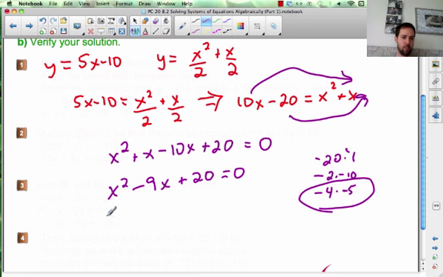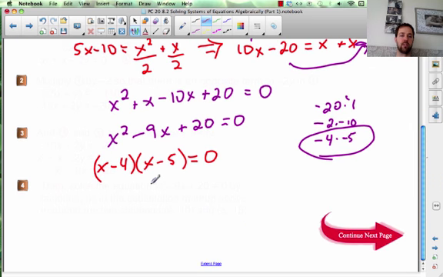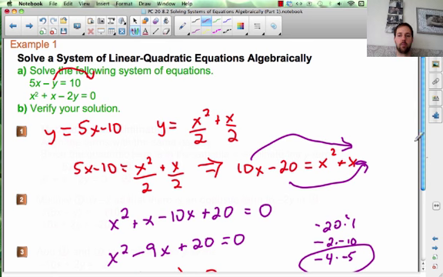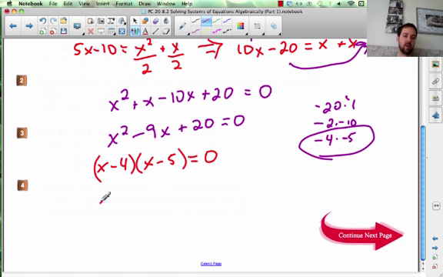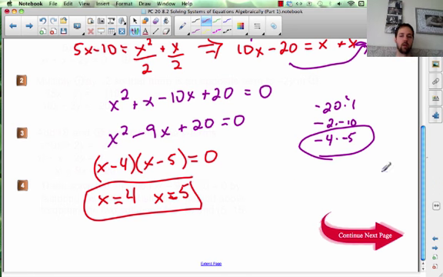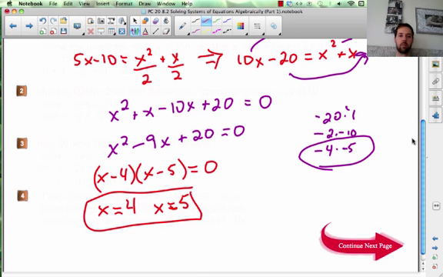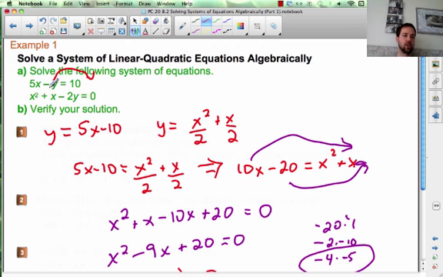So we get x minus 4 times x minus 5 equals 0. And that shows us that there will be two places where these two graphs overlap. And they will have x values at 4 and at 5. Okay, and then you can plug 4 back in, into your easier equation right here, or this version of it.